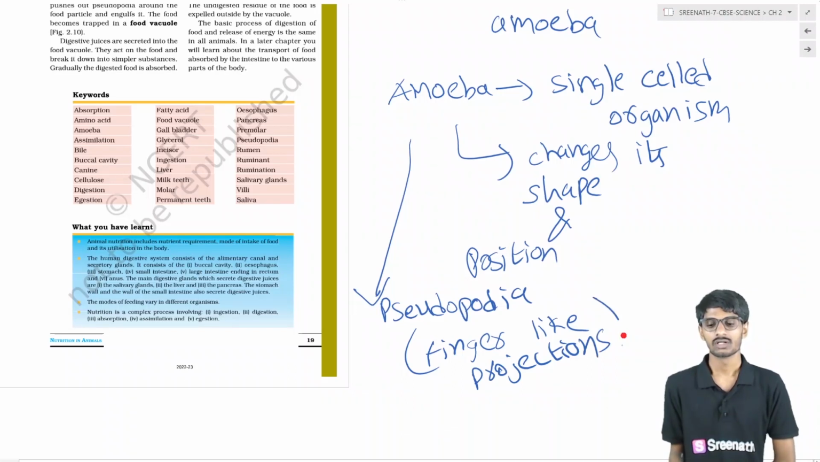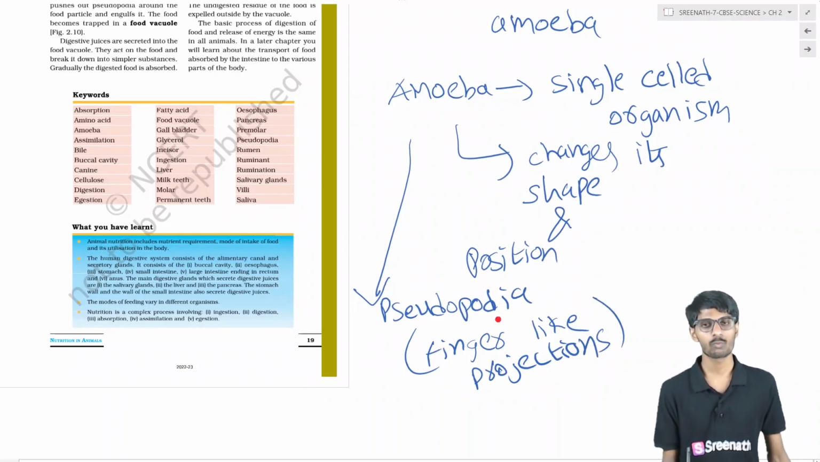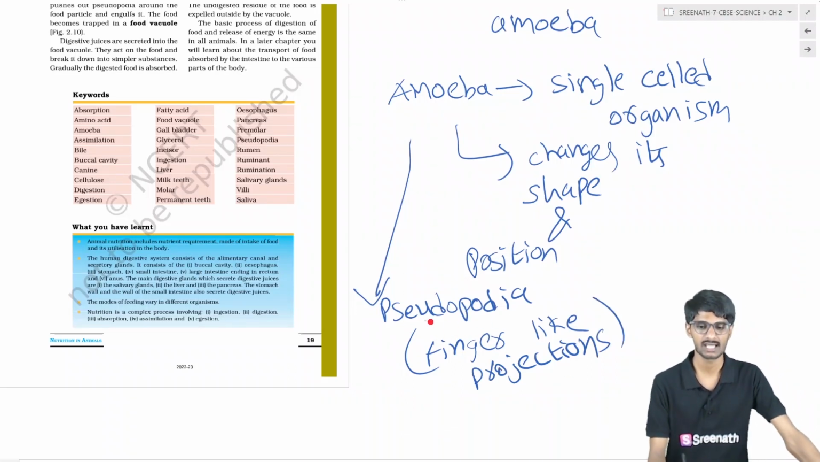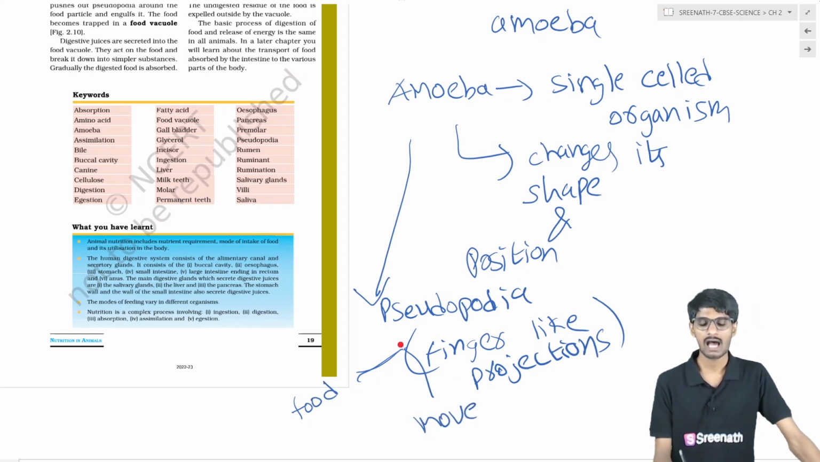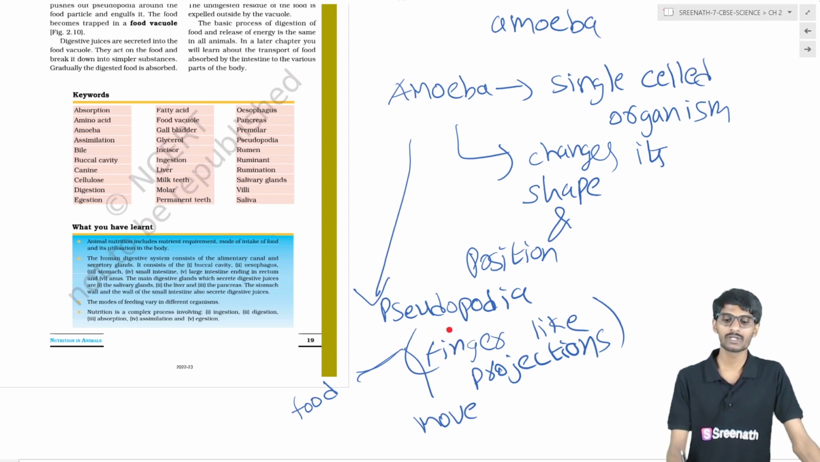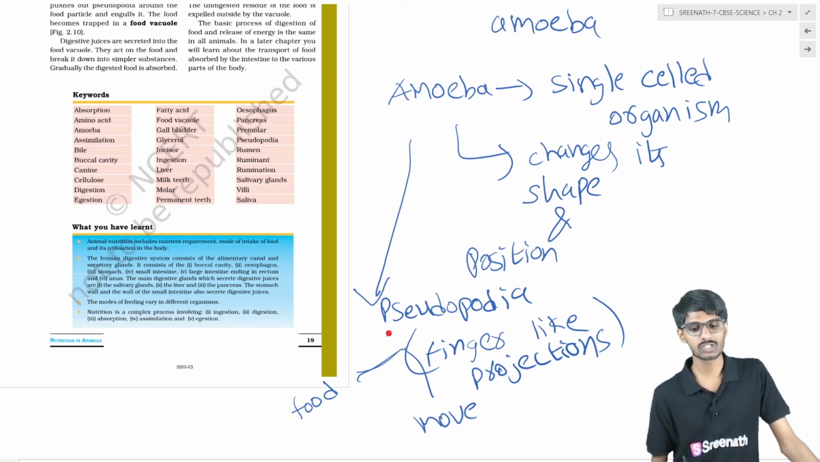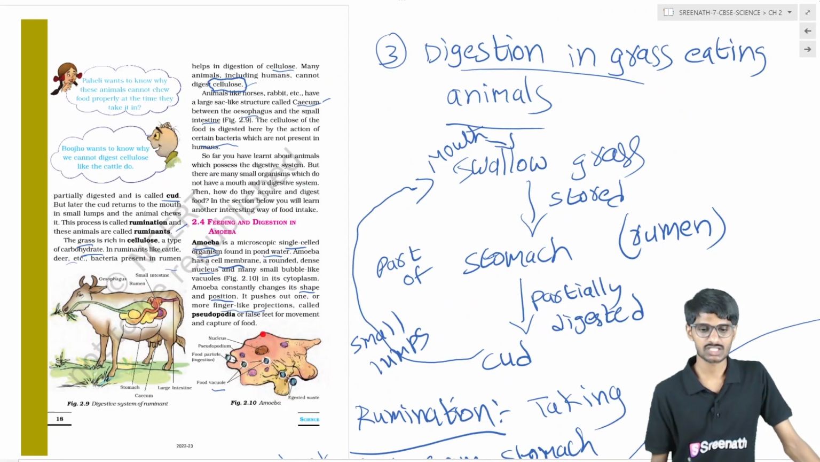So amoeba has pseudopodia, which are finger-like projections. What is the use of those? They are used for moving and also for taking food. So this is having the finger-like projections.